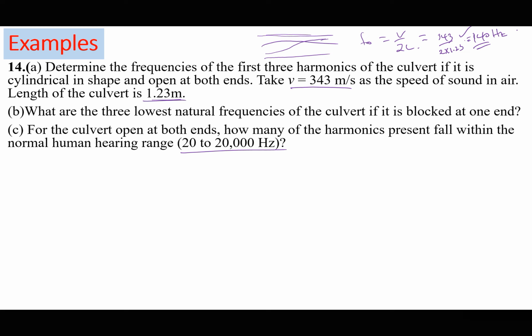So what are the three lowest natural frequencies of the culvert if it is blocked at one end? So this is the fundamental. So this was the first frequency. This was the fundamental frequency. Then for the open end, we know that Fn equals n times F naught, where n equals 1, 2, 3, and so on and so forth.